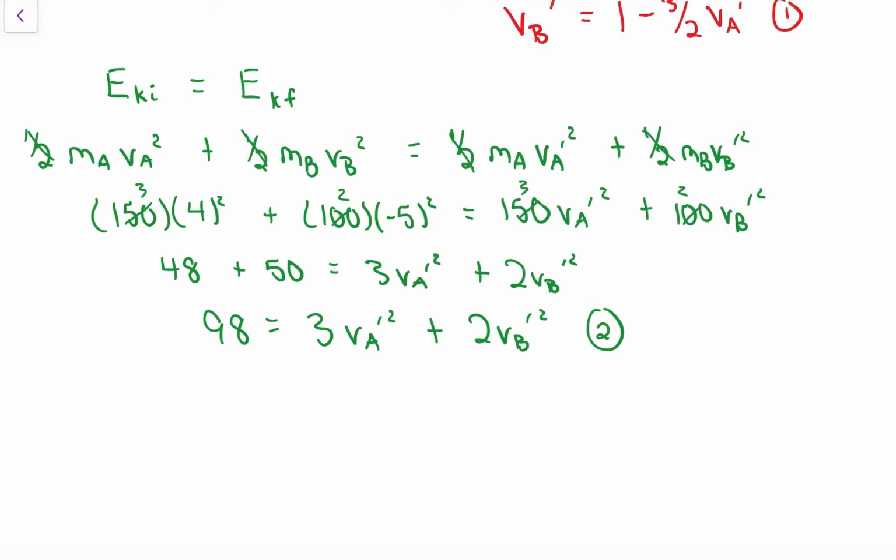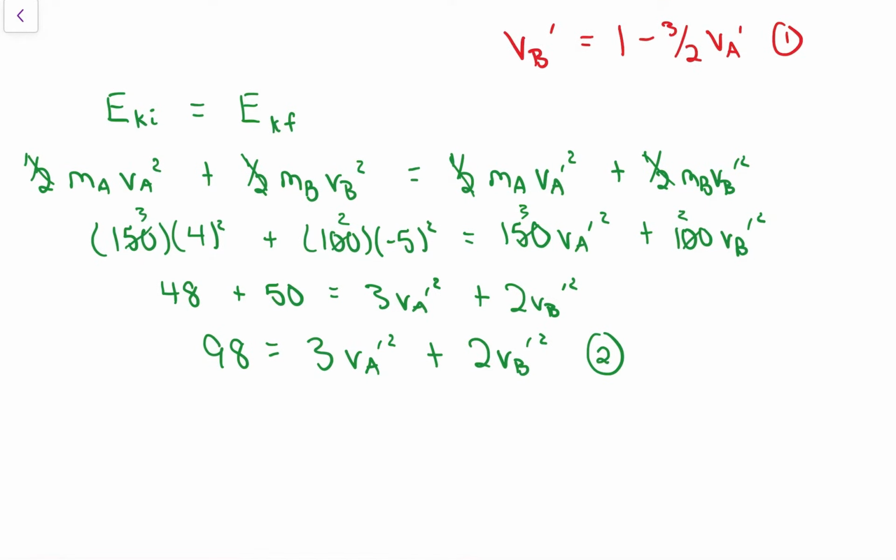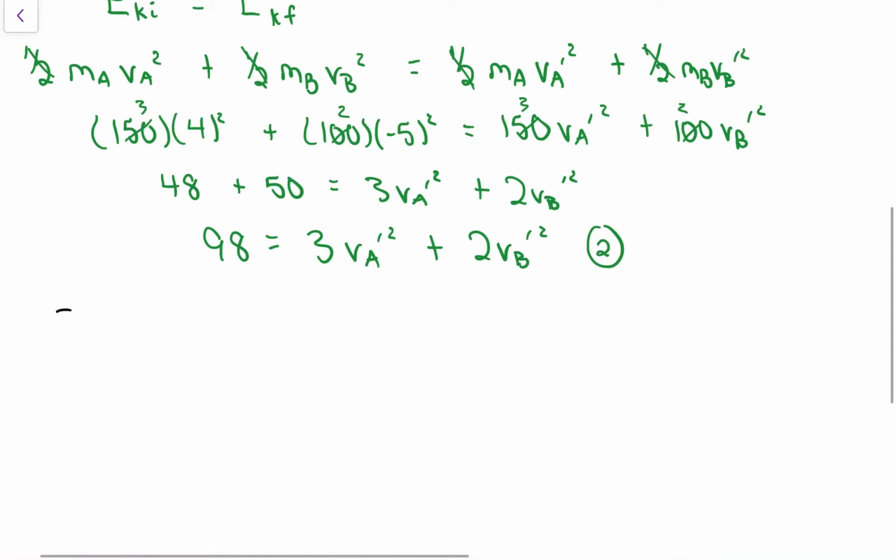Now we're done the physics of it. Now we're going to crank out and do a whole bunch of math. It's a system of equations. I've got an equation up here I called number 1 with a VB and a VA. I've got equation number 2 with a VA squared and a VB squared. 2 equations, 2 unknowns, I can solve them. Just because of that square, it's a little bit ugly. I'm going to sub 1 into 2.